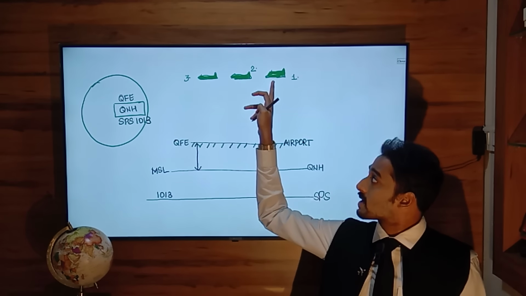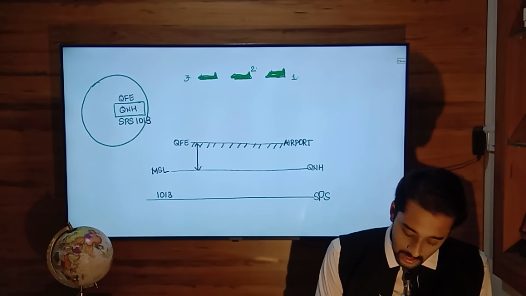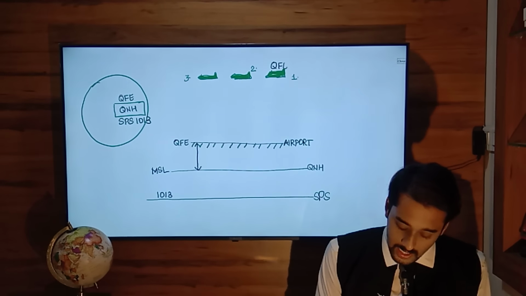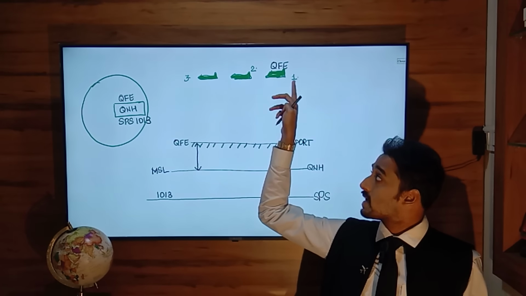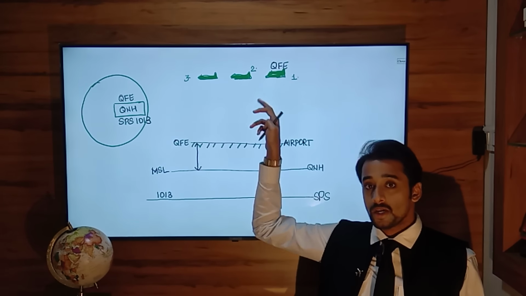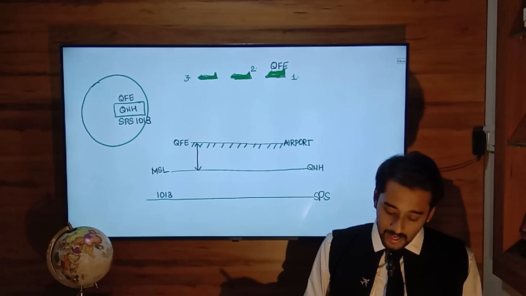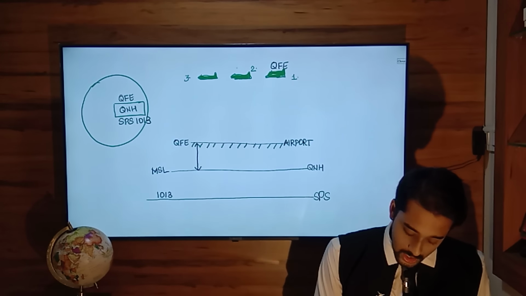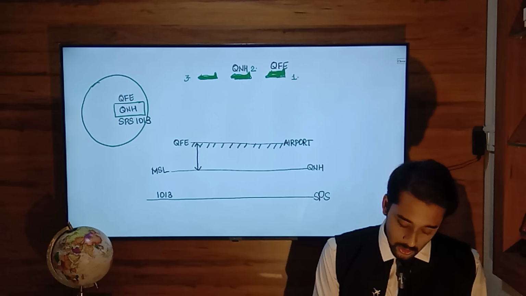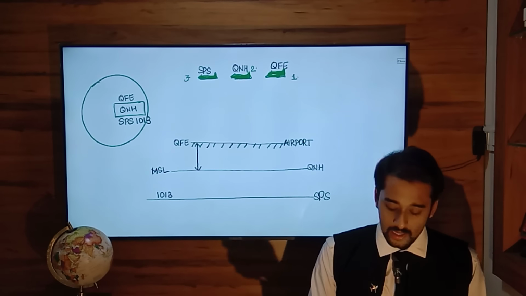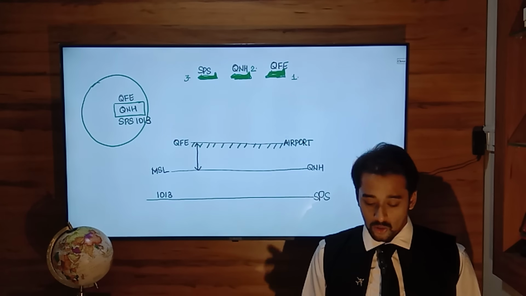So let's start with aircraft 1. Over aircraft 1, I have considered that it has put QFE pressure setting in the altimeter setting window. So the pilot of this aircraft is flying based on QFE pressure setting. Aircraft 2 pilot has put QNH in the window, and aircraft 3 pilot has put standard pressure setting 1013 in his altimeter setting window.